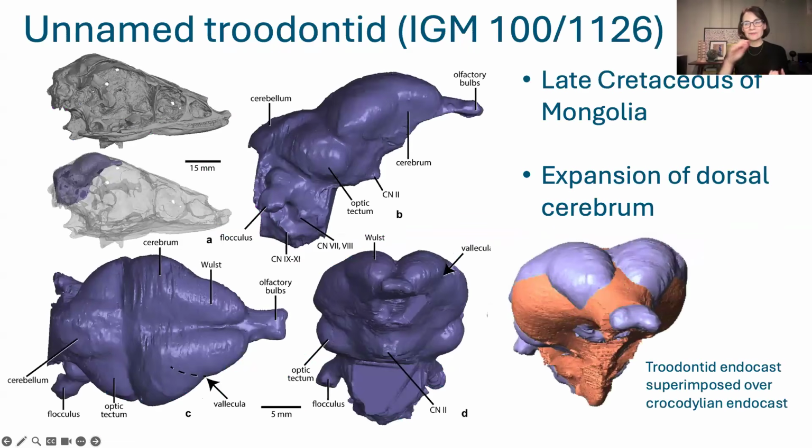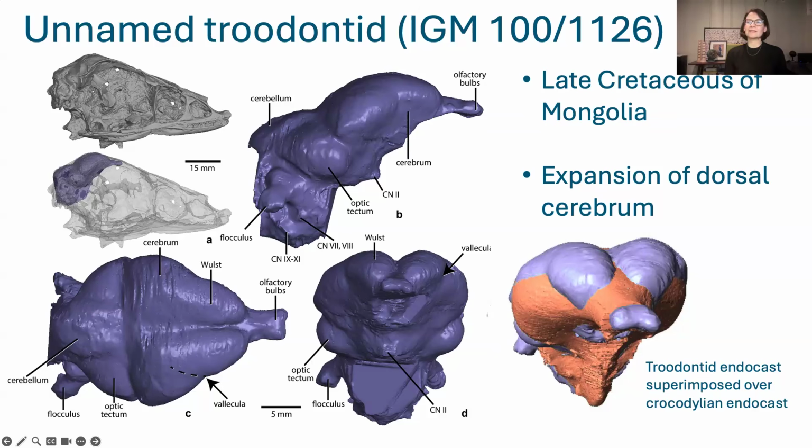And so the Wulst was always thought to be a key characteristic of birds. It hadn't been described outside of birds until, of course, I did the endocast for this specimen here, which is a troodontid, also collected from the Gobi Desert in Mongolia. Within this still unnamed troodontid, we see a dorsal expansion of the cerebrum, very similar to what we see in living birds. So it seems like there is a Wulst within this troodontid.